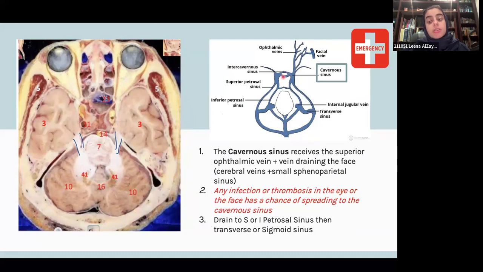And the cavernous sinus actually eventually drains together into the internal jugular vein. So you're kind of creating a whole problem. And that's why the cavernous sinus is very significant clinically. You have to know where it is and why it's clinically relevant, because any infection or thrombosis that happens in the ophthalmic vein or facial vein can spread in the cavernous sinus, which can spread all over the venous system in the brain.